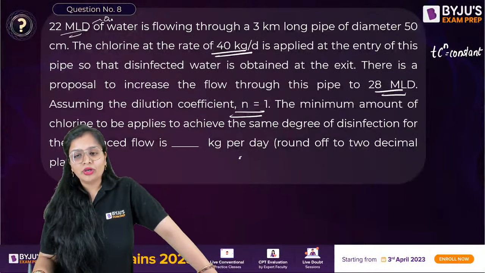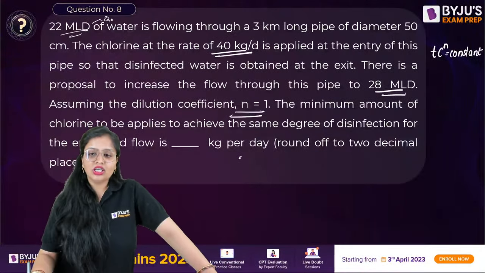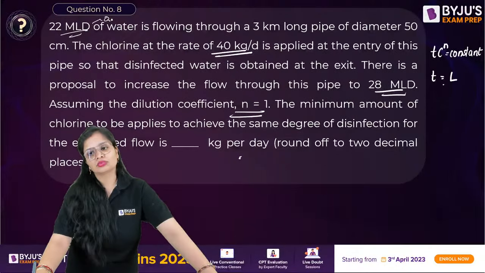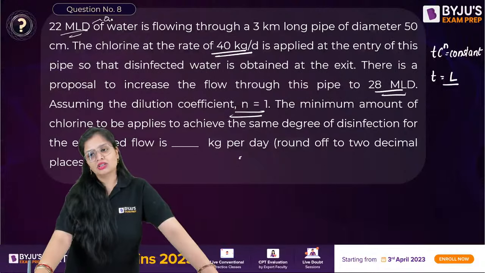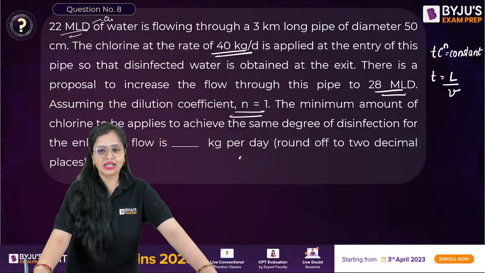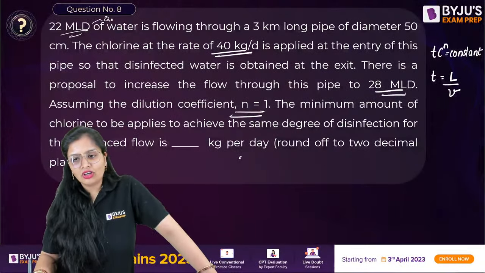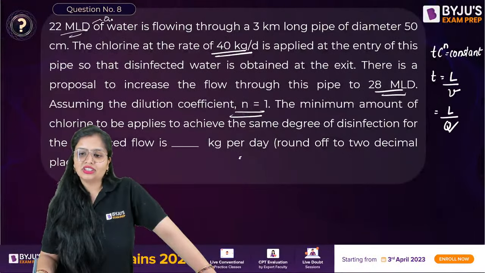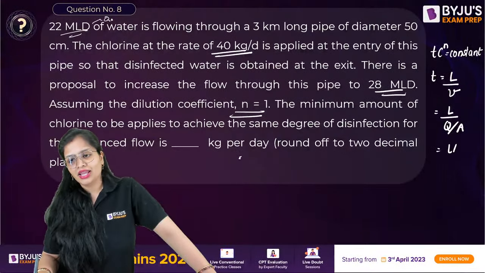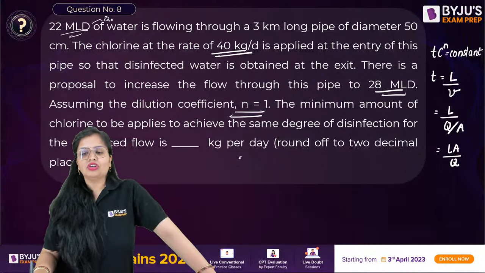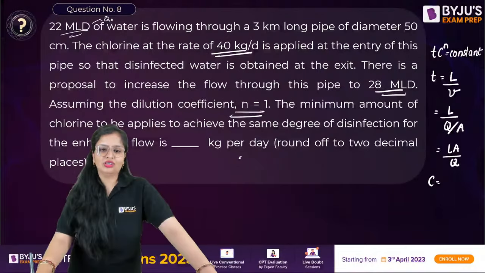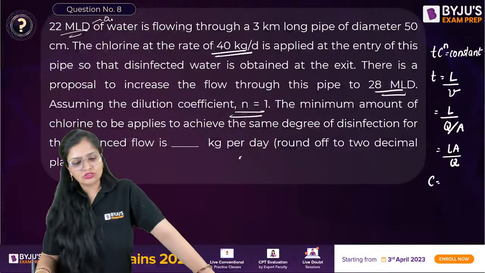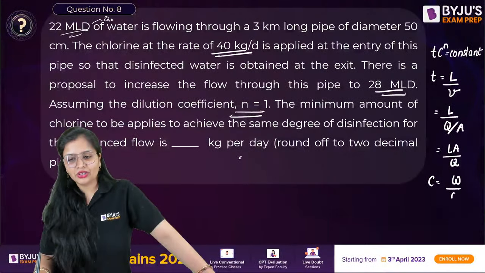Now we have to calculate the chlorine dosage. Time is equal to what? Speed is equal to distance by time, so time is distance by speed, that is the velocity. Discharge is equal to area into velocity, so velocity is discharge by area. So time will become LA by Q. If you talk about concentration in mg per liter, or kg per day, this will be W by Q.